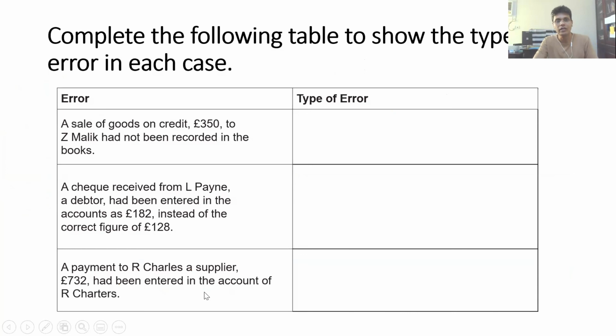There is a question quickly. Complete the following table to show the type of error in each case. The first one, I need the answer from Shenara. A sale of goods on credit, 350, to Izzet Malik, had not been recorded in the books. What is the error? Very easy. Errors of omission. Exactly. So errors of omission. Very good.